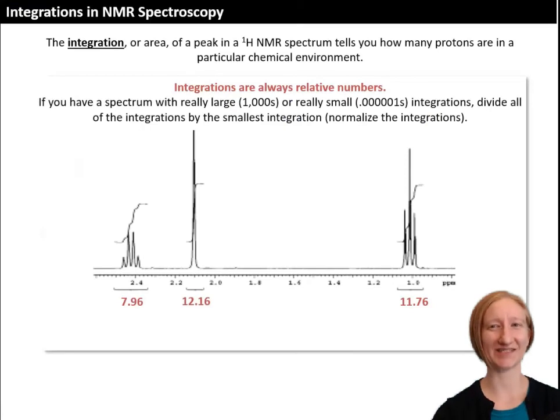Now let's come back to the integration values. The integration values, or the area under the peaks in a proton NMR spectrum, are always relative numbers. We may have a spectrum with really large or really small integration values, and that doesn't mean that a peak is coming from 200 protons. It means that we need to normalize the integrations. And to do that, we divide all of the integrations by the smallest value.